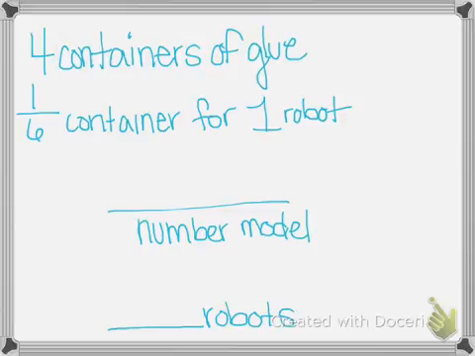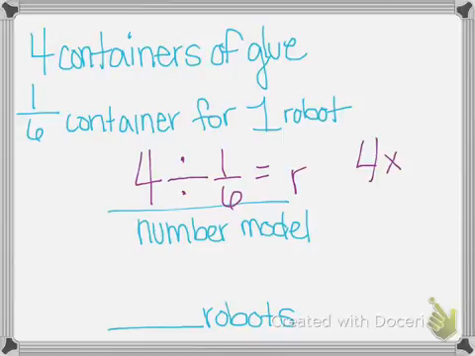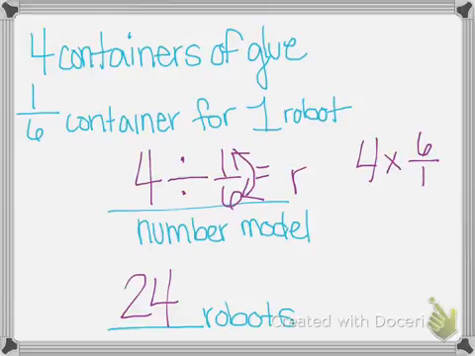Number 3 says Max had 4 containers of glue, and he uses about 1/6 of a container to assemble one robot figurine. How many robot figurines can he assemble with the glue he has? We have 4 containers, and we're dividing them into 1/6 sections. So that equals, we'll say R for robot. When we divide a fraction, it's the same thing as multiplying by the reciprocal, which means to flip-flop the numerator and the denominator. So 6 over 1, or 6. 4 times 6 is 24. So he can make 24 robots with the amount of glue he has.